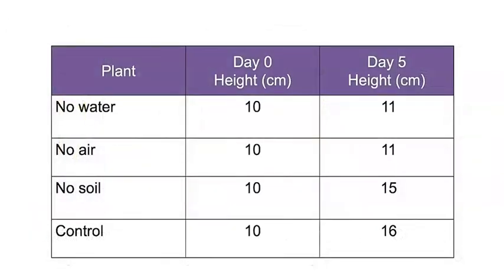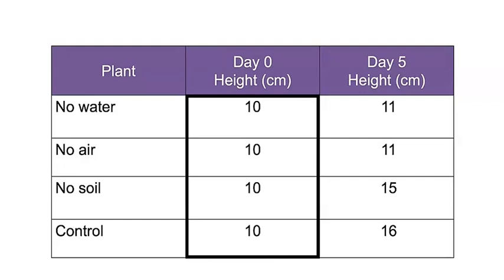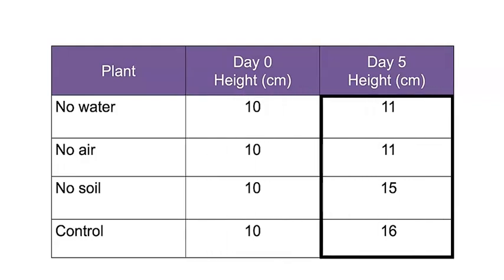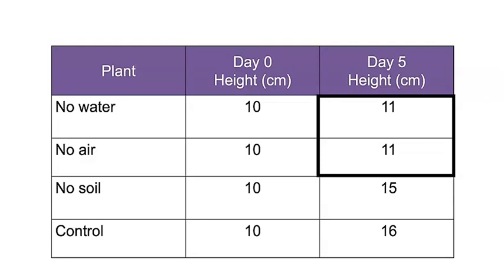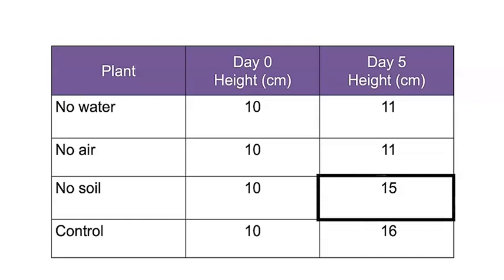Here's a table of the data we collected. On day 0, each plant was 10 centimeters tall. By day 5, the plant with no water and the plant with no air were 11 centimeters tall, a difference of only 1 centimeter. But the plant with no soil was 15 centimeters tall, a difference of 5 centimeters. And the control plant was 16 centimeters tall.